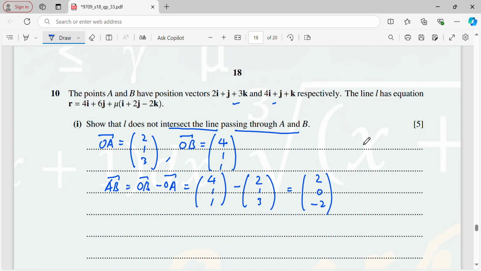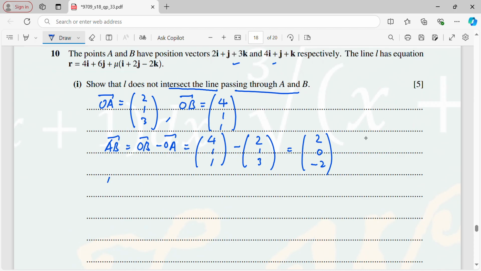Okay, so from here, I will say my line AB, r_AB equals, let's say the line passes through 2 points, A and B. I choose A as the fixed point. You can choose B, no problem. So 2, 1, 3, then plus lambda times 2, 0, negative 2. You can write 2, 0, negative 2, or you can write 1, 0, negative 1 for the direction vector, no problem. So now the line L has this equation.